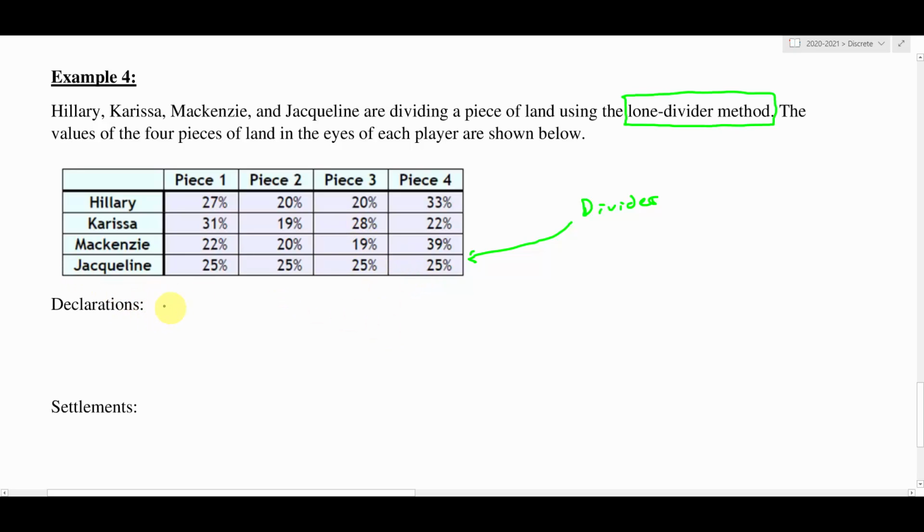Okay. So we're going to go through and we're going to start with our declarations here. Okay, so we have Hillary, Carissa, Mackenzie, and Jacqueline.